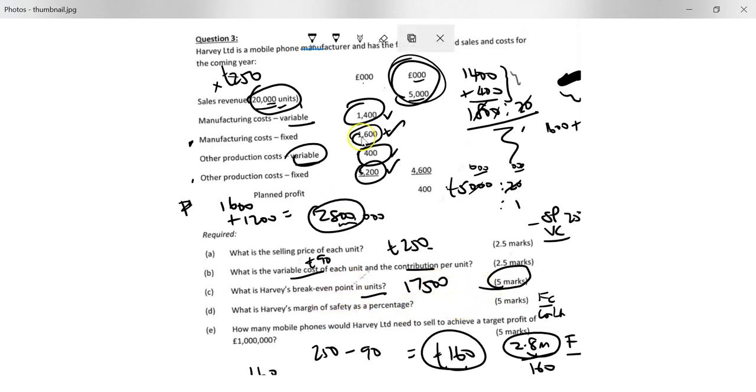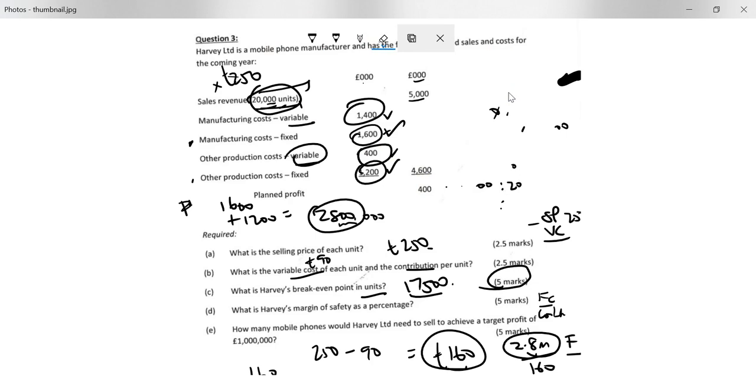But the key point here is that you have to get the fixed cost first. It's always fixed cost divided by contribution. Always. So you're just using them step by step. And then the margin of safety is that, well, if this is what you need to sell and this is what you're selling, right? You're selling 20,000 units. And you need 17,500 to break even. The margin of safety is the difference, right?